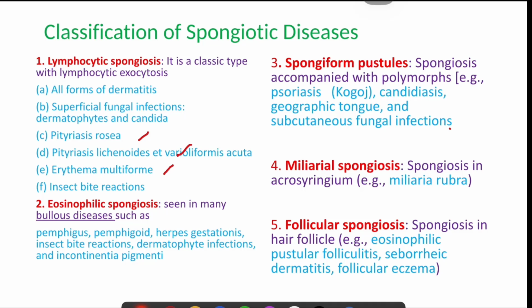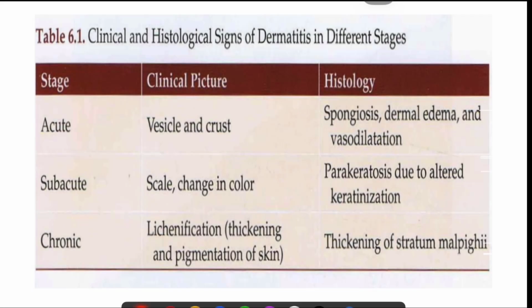Follicular spongiosis in the hair follicle is seen in eosinophilic pustular folliculitis, seborrheic dermatitis, and follicular eczema. So, how do you clinically and histologically correlate dermatitis and its stages? First is the acute stage, where you only find vesicle and crust, with spongiosis, dermal edema, and vasodilatation.